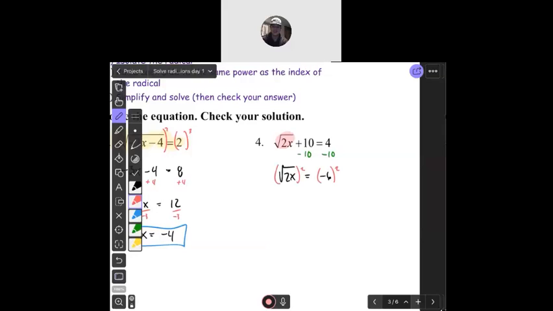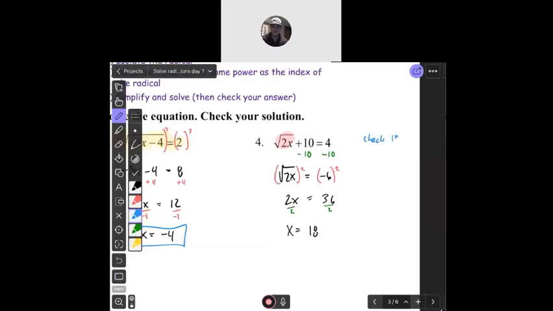Of course the square is there to get rid of the square root, so that just leaves us with 2x. And -6 times -6 is 36. We're not quite alone yet, so we want to get rid of that 2. So x is 18. Nothing too crazy going on there.